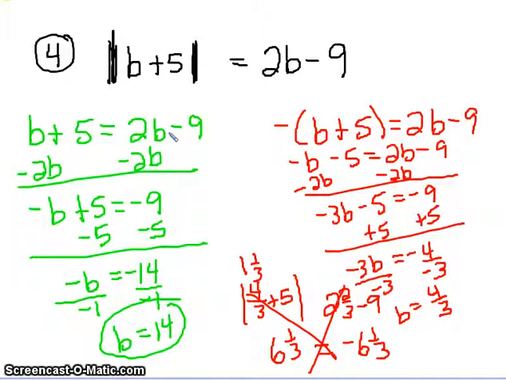Things to remember about absolute value equations. One equation is exactly the same. The other equation is the opposite of what's inside the absolute value. We have to distribute a negative.